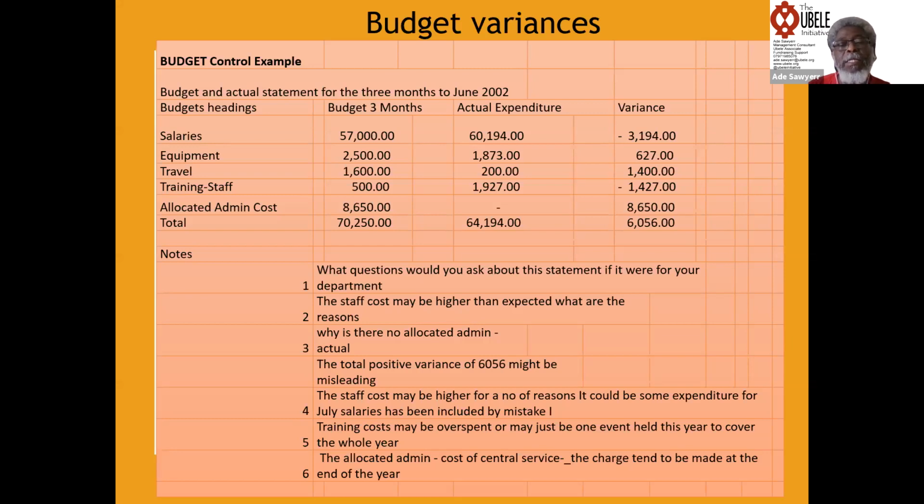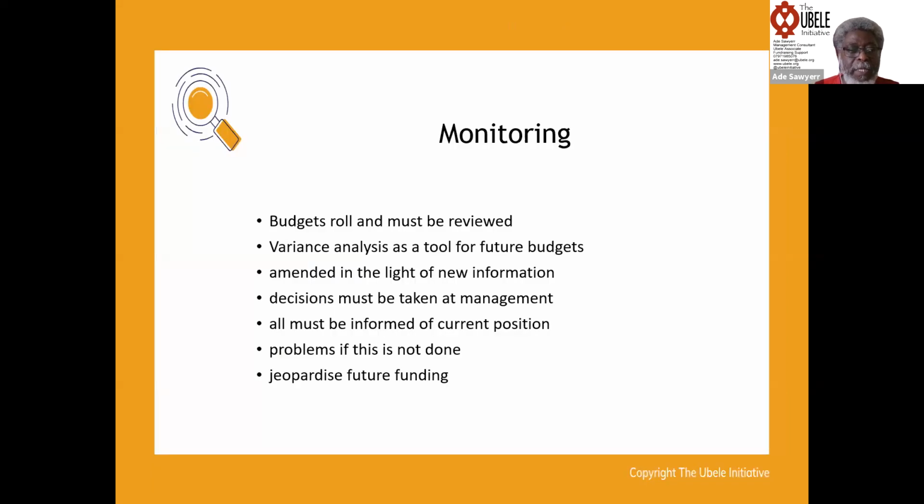And we then assign explanations to this, and we do that. So a variance is also very important in terms of looking at how we do our budget and how we do our cash flows. Okay. So in monitoring, budgets roll over and we review them all the time. Variance analysis is a tool we use. We amend the budget in the light of new information. Decisions are taken at management level, and there are problems if this is not done. And if we don't take care, it may jeopardize our future funding.